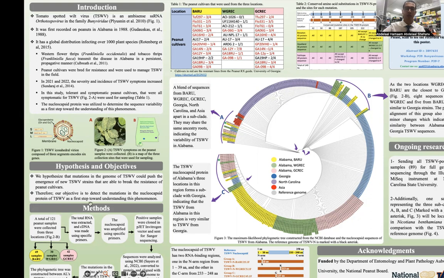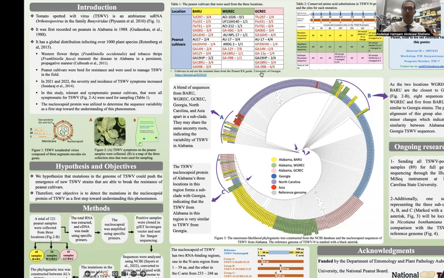So to do that, we started by collecting 121 samples. We collected them from three locations in Alabama, as we can see here on the map. And all the samples were symptomatic for the virus, showing typical symptoms of the virus, which are yellow ring spots.